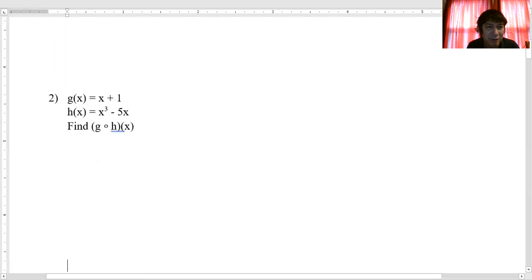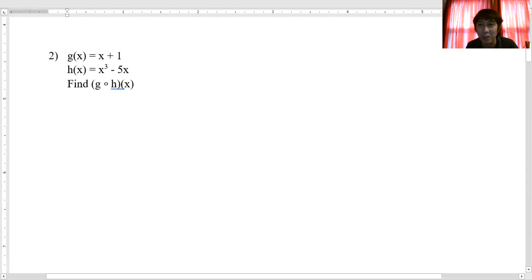It's down here. I intentionally placed spaces so it will be one problem per screen. Here's number 2. We have a g function, g of x equal to x plus 1. The other function is h of x equal to x cubed minus 5x. We're asked to find g composition h of x. So this will be the solution. Let's have the solution for this. We shall try to write the required.